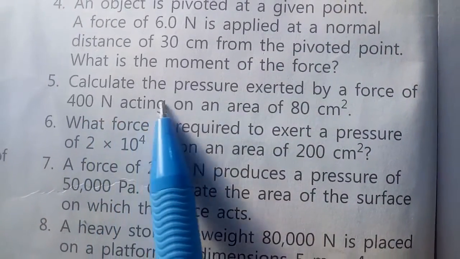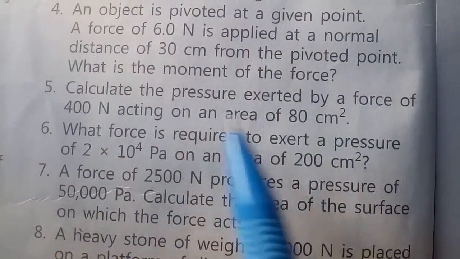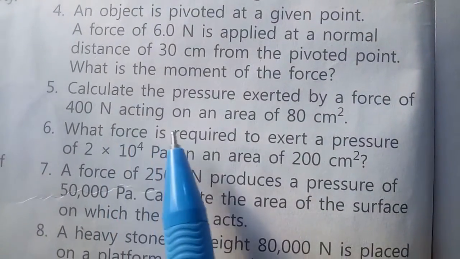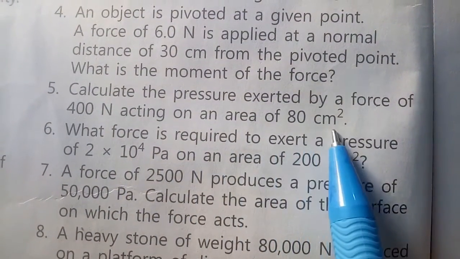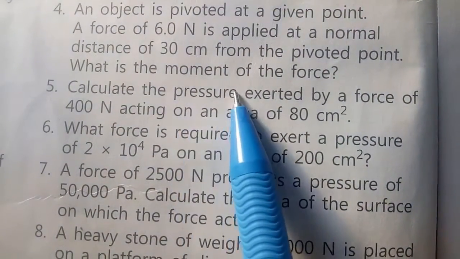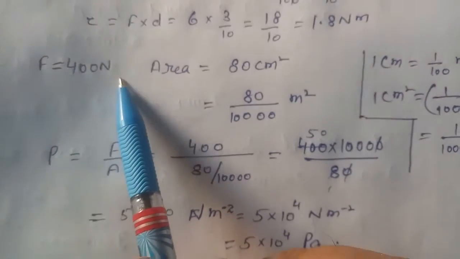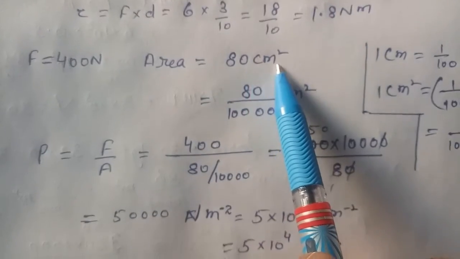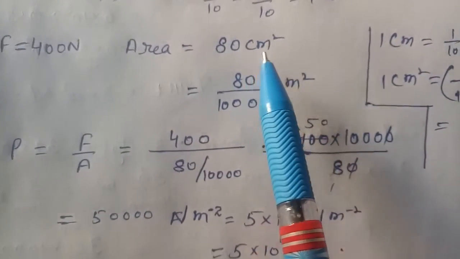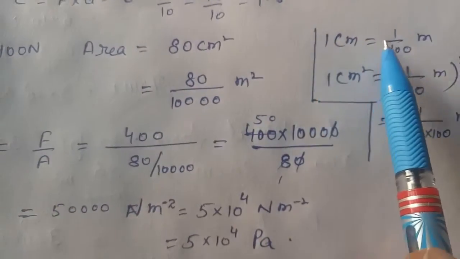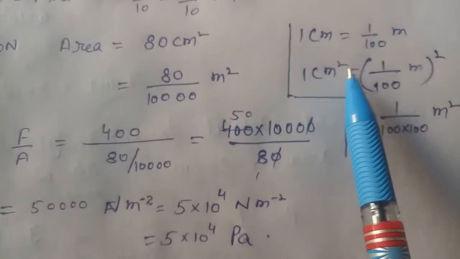So fifth numerical, calculate the pressure exerted by a force of 400 Newton acting on the area of 80 centimeter square. Now we have to calculate the value of the pressure. Force is given, area is given. So force 400 Newton, area 80 centimeter square. First we will convert this into SI unit. As we know that 1 centimeter equal to 1 over 100 meter, squaring on both sides.